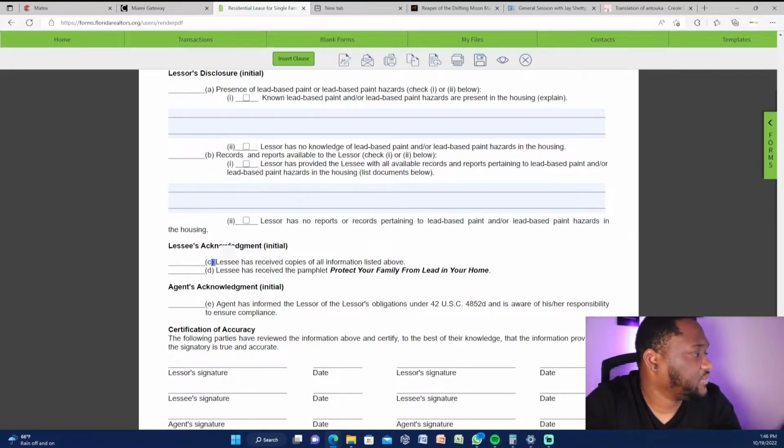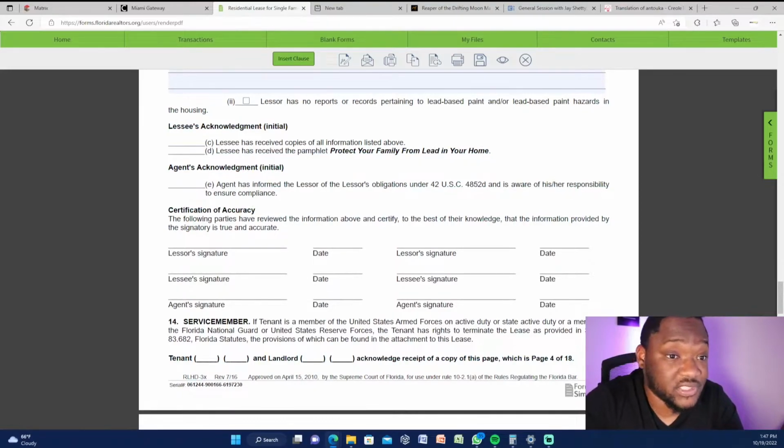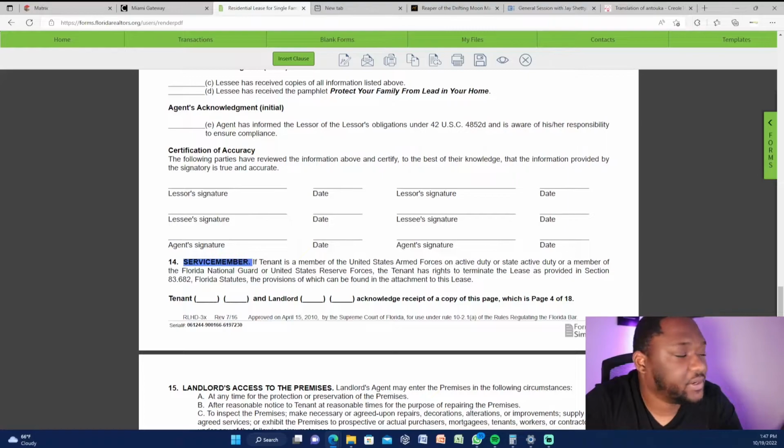Next section, you have to have it signed by both the lessee and the agent, yourself. You have to certify it, and this has to be certified for accuracy, so everyone that's party to the transaction has to fill that out. So the lessor, the lessee, and the agent yourself. If the person is a service member, it guarantees them the right to terminate the lease as provided in section 83, meaning that if they ever have to be deployed for any reason, they are able to terminate their lease without any penalties.